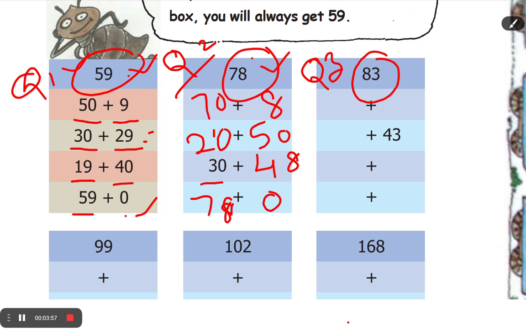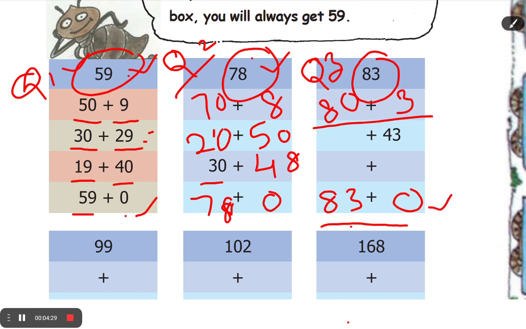Now question number 3. 83 was given. First, what will you write? Write its expanded form. That is very simple. 8 is in tens place, so 8 tens are 80, and 3 is in ones place, so 3 ones are 3. So 80 plus 3 is 83. And one more last one, what can you write? 83 plus 0. To any number, if you add 0, you will get the same number only. So 83 plus 0 is 83.